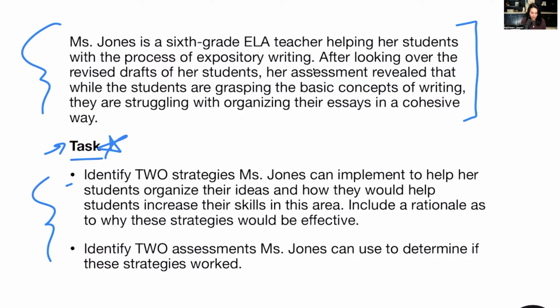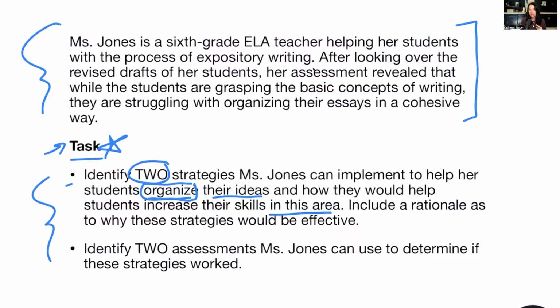So let's start with bullet number one. Identify 2 strategies Ms. Jones can implement to help her students organize their ideas and how they would help students increase their skills in this area. Include a rationale as to why these strategies would be effective. Okay, so we're looking at organizing their ideas, all right? So if we're talking about writing, we might want to use graphic organizers, writing workshops, peer reviews, mini lessons, explicit instruction that has to do with modeling. There are lots of different ways in which we can use organization. We can do activities where students have a thesis and maybe they list different ways in which they could support that thesis. There's lots of things there.